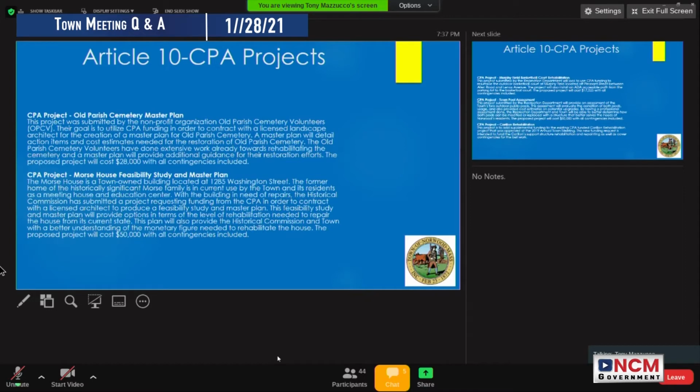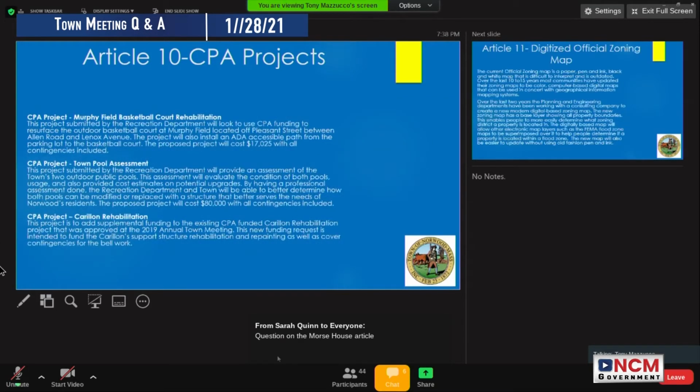What can we do with it? I mean, right now we sort of use it for some meetings, but this would allow the historic commission and the town to have an idea of what are we going to do with the Morse House and what can we do with it? What is it going to cost for any repairs it needs, and how do we want to go about approaching them? And again, I'll stop at the end of this whole article.